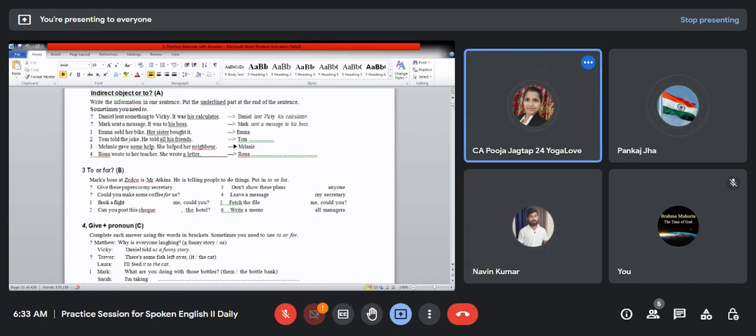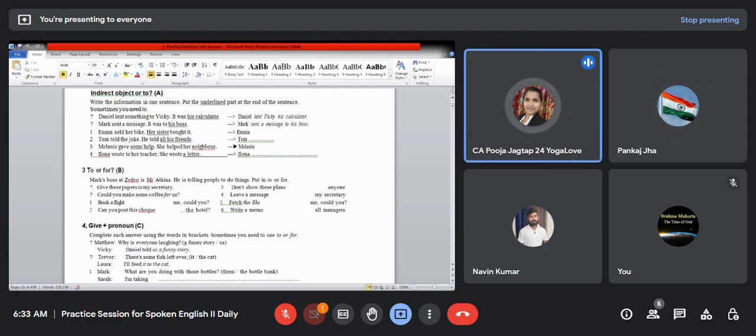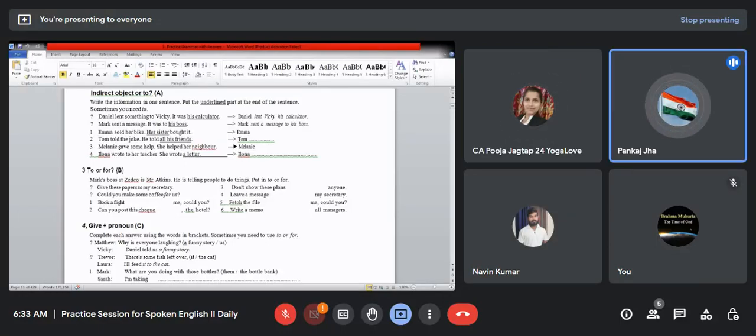So, ma'am, can we discuss how to improve our thinking in English? It will be okay. Okay, thinking power in English. Because in spoken English, as a lot of people say, thinking plays a very important role, ma'am. Because if we translate from a regional language to English, it will be very difficult at speaking time. Yes, Naveen ji, it will be okay.